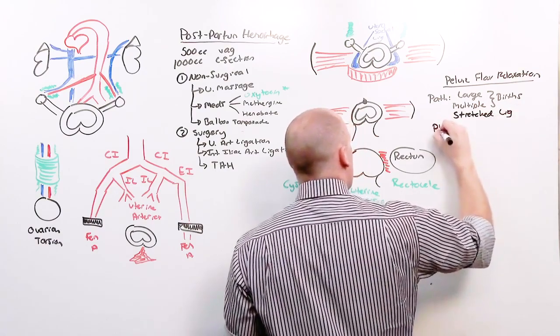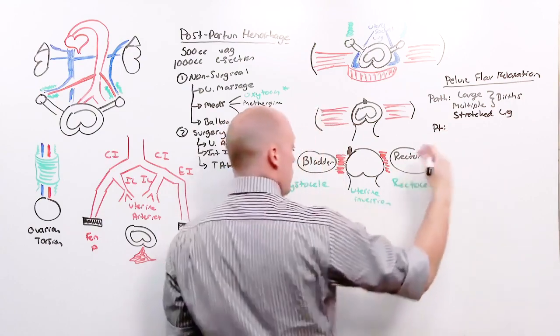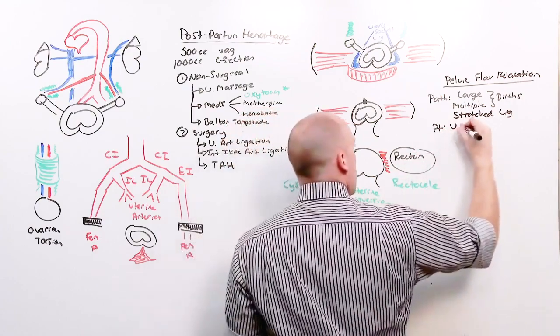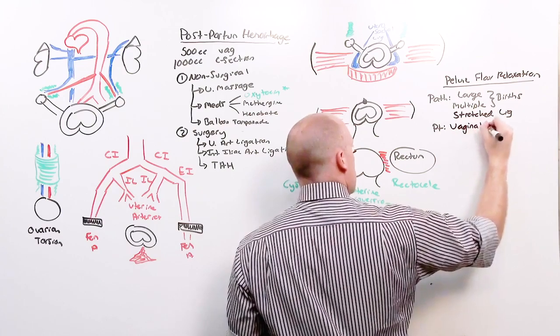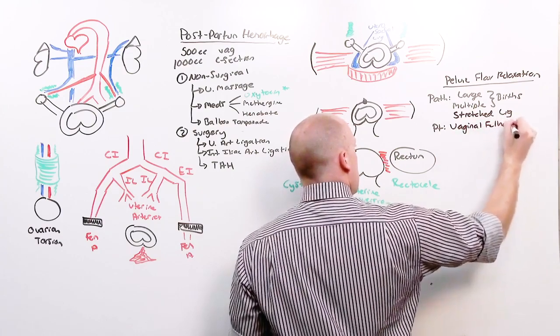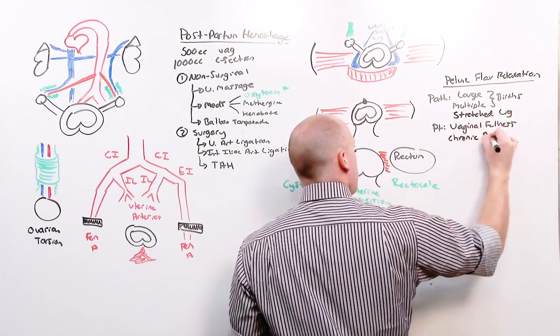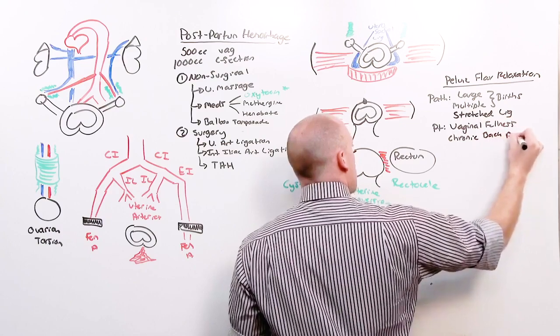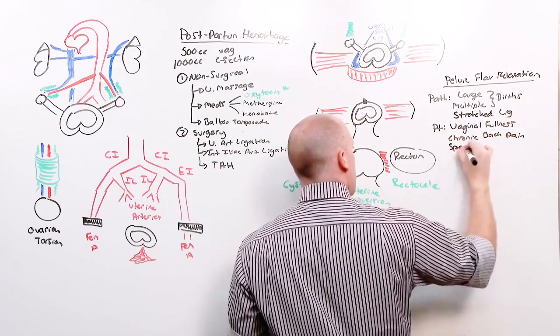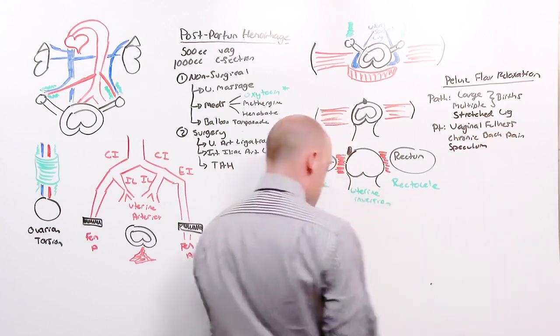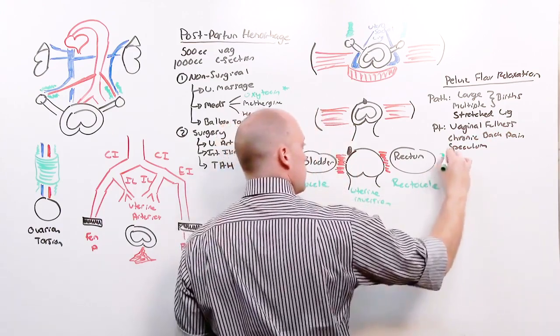The patient is not going to complain of something very specific for all three. What you might see is vaginal fullness, or in a referred sort of way, chronic back pain. But the way you're really going to make this diagnosis is on the speculum exam. And this is entirely a clinical diagnosis.